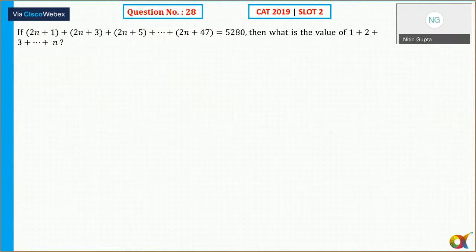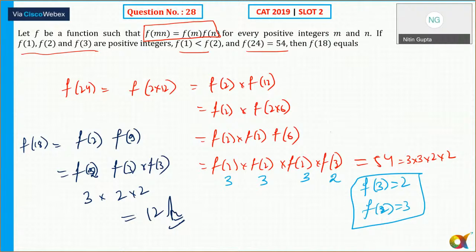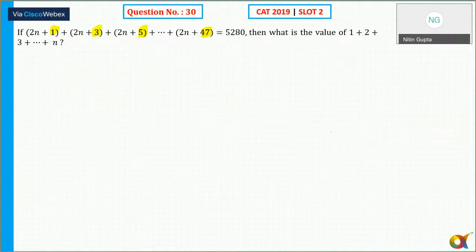Now come to question number 30. यह भी easy था. So if you look here, these are odd numbers: 1, 3, 5 and so on till 47. So what is the total number of terms? ये कितने odd numbers हो गए? The total number of terms in this series is equal to 48. ठीक है ना? Number of terms is equal to 48 here.